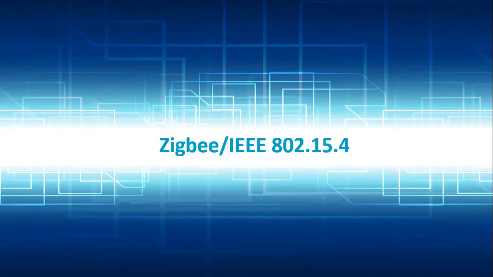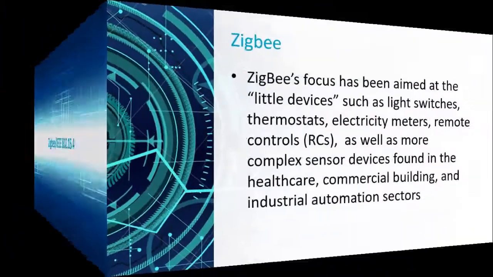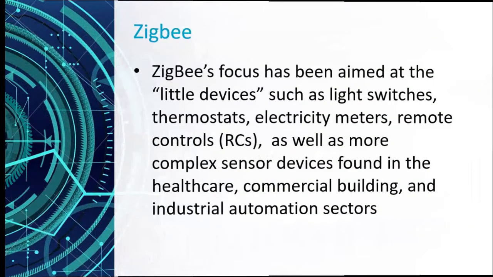Zigbee and IEEE 802.15.4. As we have seen, the commercialization of consumer-based IoT services requires the introduction of wireless, low-power, battery-powered sensors and actuators in people's premises. Until recently, this space has been comprised of several physical and MAC-specific non-standardized protocol stacks that do not interoperate. Zigbee's focus has been aimed at the little devices such as little switches, thermostats, electricity meters, remote controls, as well as more complex sensor devices found in the healthcare, commercial building, and industrial automation sectors.